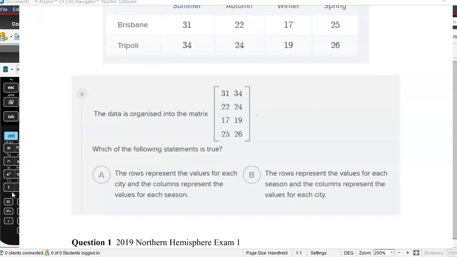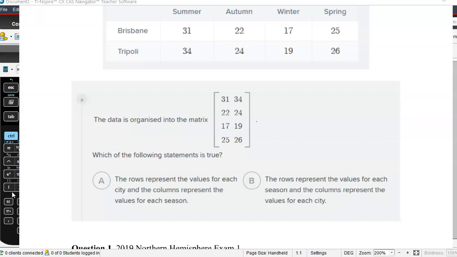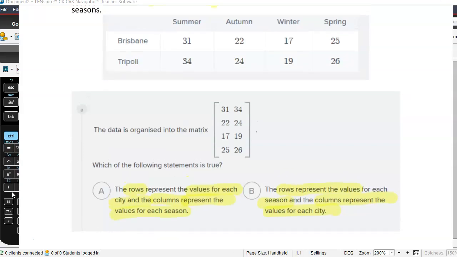Okay, so which one of these statements is true? The rows represent the values for each city and the columns represent the values for each season? Or do the rows represent the values for each season and the columns represent the values for each city? Well, looking at that, 31, 22, 17, 25. So that's looking like that column represents Brisbane, that column represents Tripoli. So that's B.